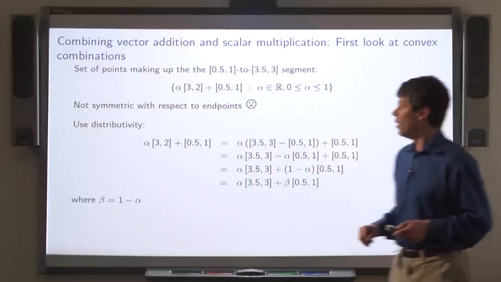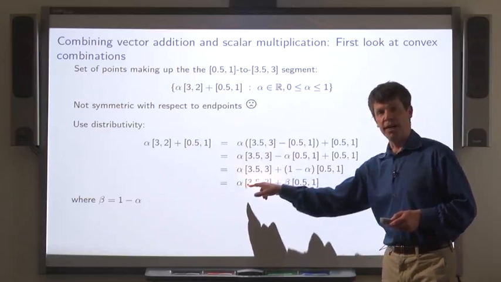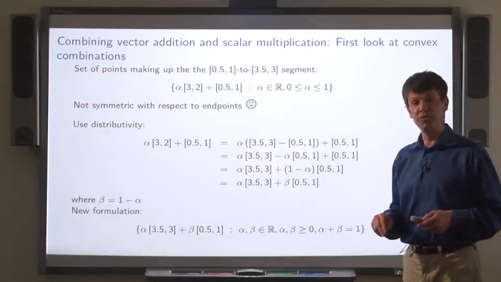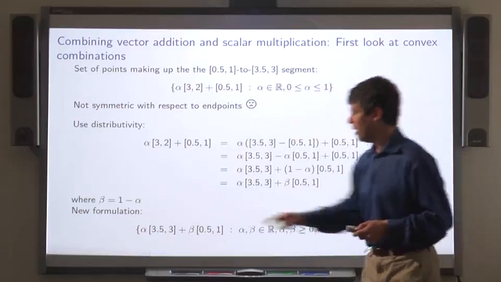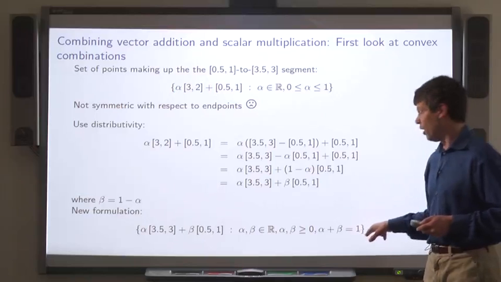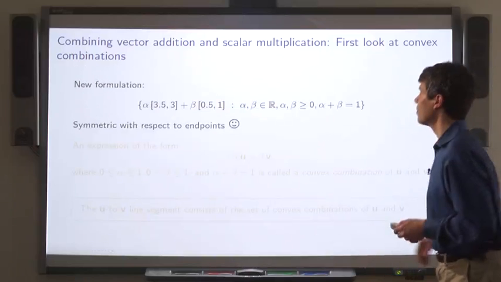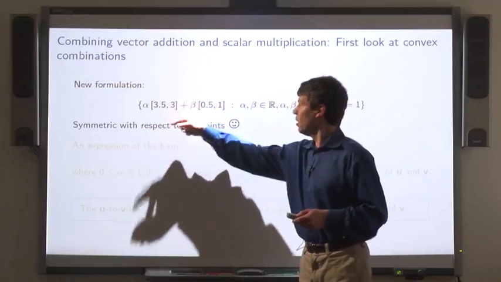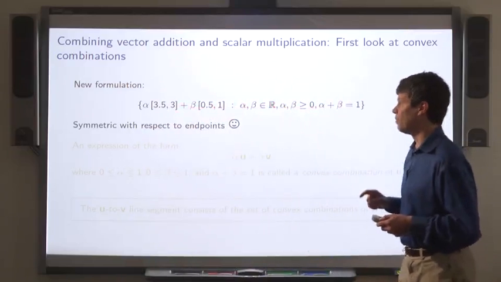So now we've got this expressed in terms of the two endpoints and two scalar multipliers, alpha and beta, where beta is 1 minus alpha. So a more symmetric formulation of the line segment between 2 points is alpha times one point plus beta times the other, ranging over all alpha and beta that sum to 1 and are non-negative. And this formulation is symmetric. So our new formulation is alpha times one vector plus beta times another for all alpha and beta that are non-negative and sum to 1.